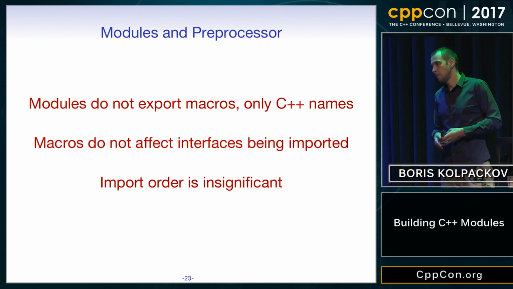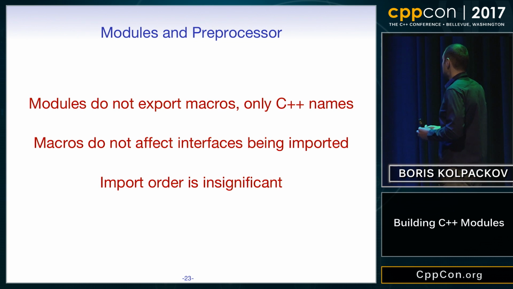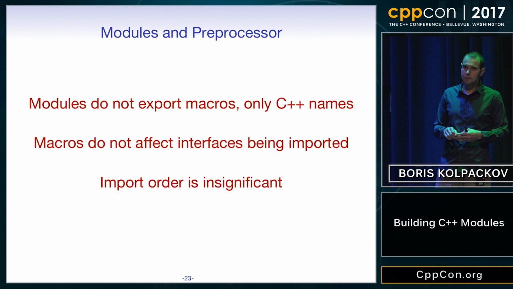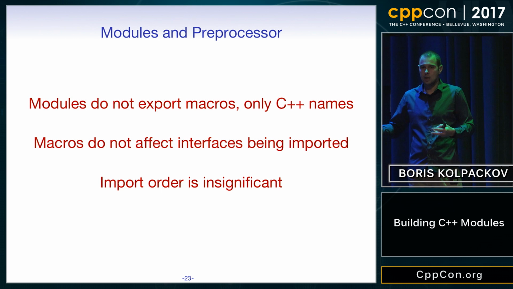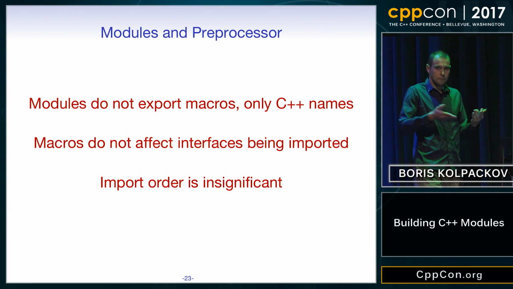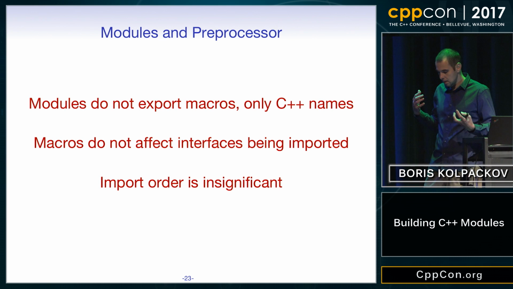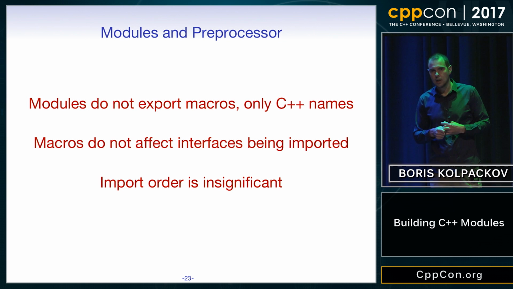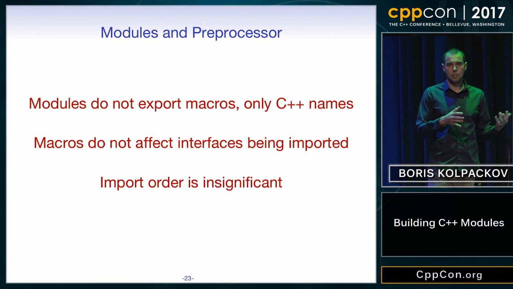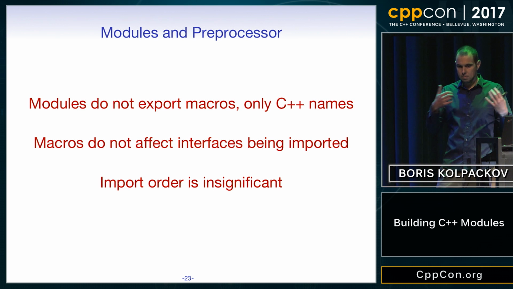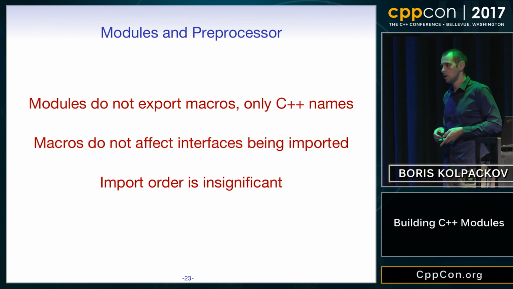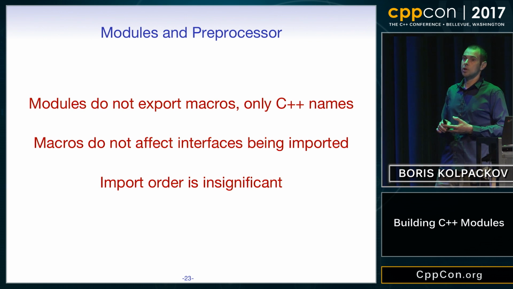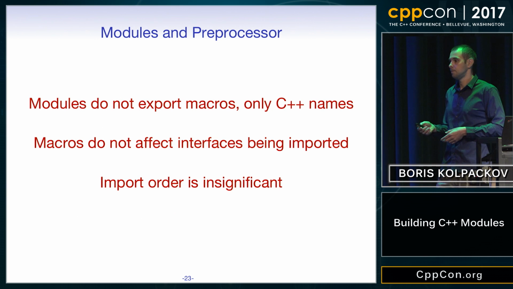What about the preprocessor? Modules do not export macros. Furthermore, a consumer of a module cannot affect the interface that he or she is going to get by defining any macros. So in this sense, the consumer and the module interface are isolated from each other when the preprocessor is concerned. That is not to say that either cannot use the preprocessor. It's just that the preprocessor stuff does not leak through the interface boundaries. One practical implication of that is that the order of importation is not significant.